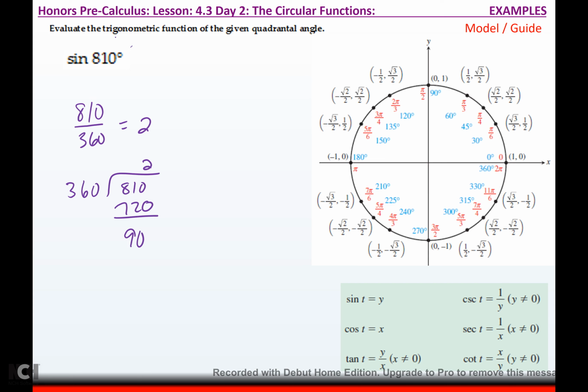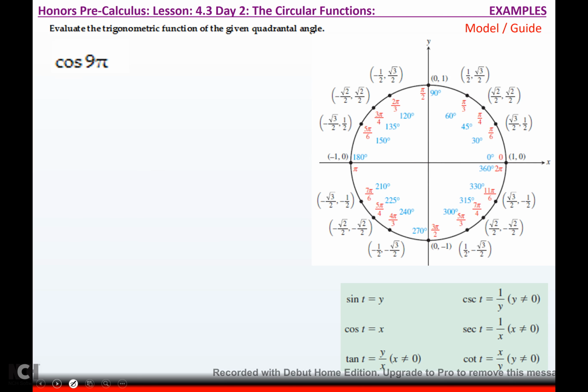So to get to 810 degrees, I'm going to go all the way around to 360 twice. There's 360, there's 720, and then I have to go another 90 degrees. That would be a total of 810 degrees. But where that puts me at is pi over 2, or 90 degrees. And sine of 90 would be y. Okay, and the y coordinate at pi over 2 is 1, so sine of 810 is 1. Done. Okay, cosine of 9 pi.